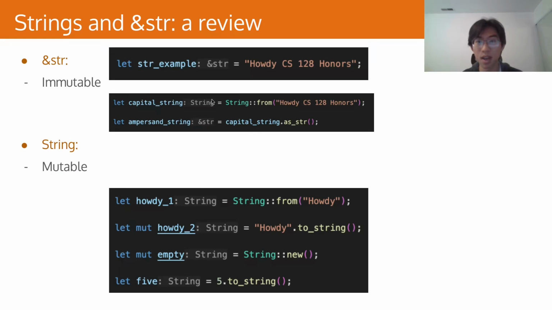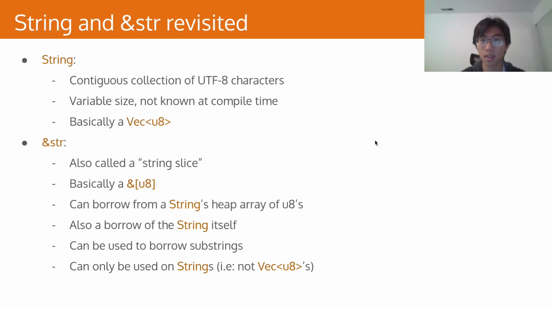So here are some ways as to how you can create ampersand strings and normal strings, string slices and normal strings. And then some more details. Again, basically, strings hold a contiguous collection of UTF-8 characters under the hood, and they are variable size, again, not known at compile time, and it basically functions like a vector of these characters.